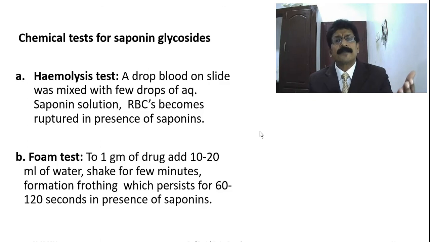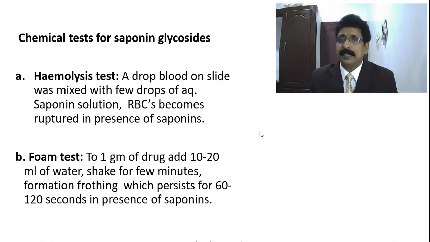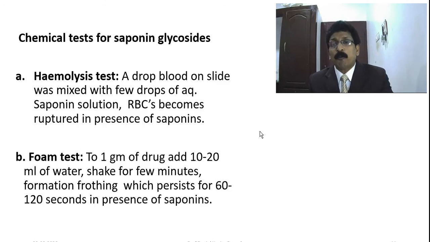Foam test. As I told you, they are surface acting agents. We even discussed surface acting agents. They will reduce the interfacial tension and the surface tension, and they will form foaming. So we just talked about emulsifying agent, suspending agent, tragacanth, these examples just before I discussed with you. So you can use that test also.